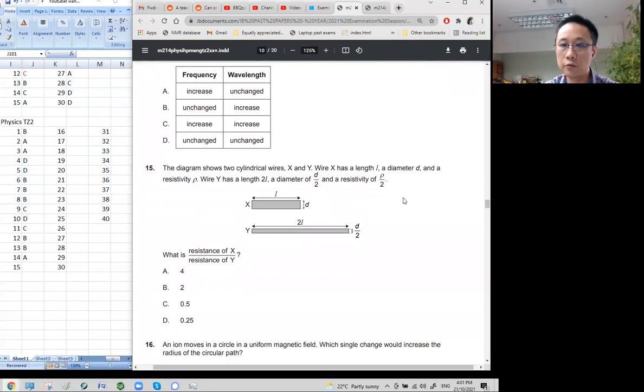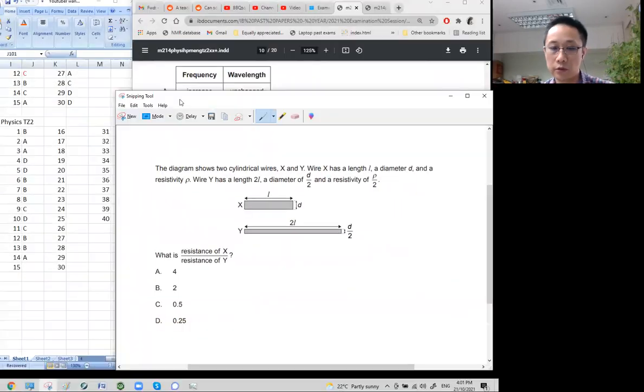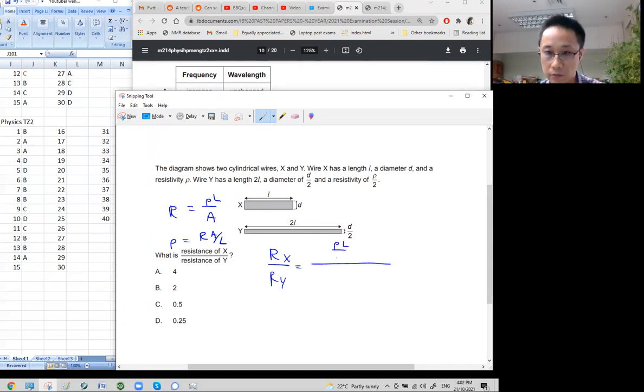Five cylindrical wires, with a lot of fractions. Okay, let's just do it. It's not difficult, but it's just annoying. So the equation of interest is R equals rho L over A, and I think the formula book gives you this. Because R is the subject here, Rx over Ry equals, for X, everything is standard. And then for Y, all quantities would have a multiplier.